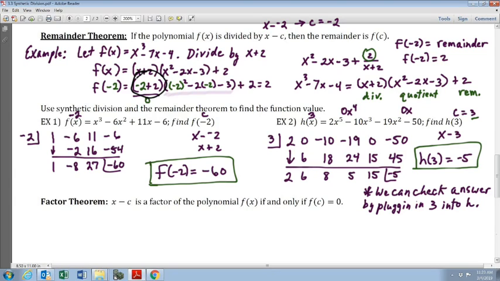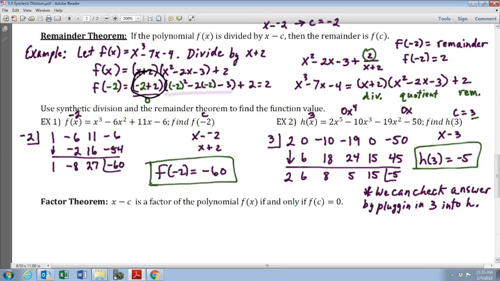All right. So the other theorem we have is what we call the factor theorem, and really this is the really important one. This is one we're going to be using a lot. It says x minus c is a factor of the polynomial f of x if and only if f of c equals 0. Now with an if and only if statement, it's true in both directions, so we will go in both directions.